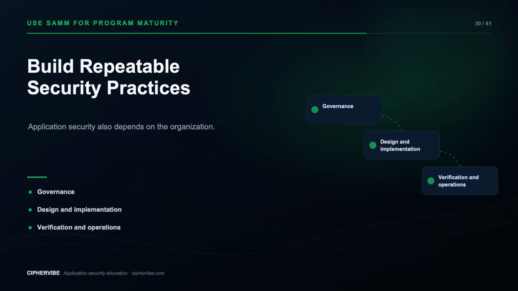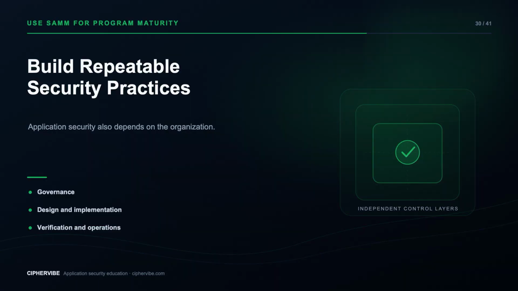Use the Software Assurance Maturity Model when the question is organizational. How consistently do teams govern, design, build, verify, and operate software security? SAMM helps plan improvements across people and process. A mature program still uses application-specific threat models and technical verification.